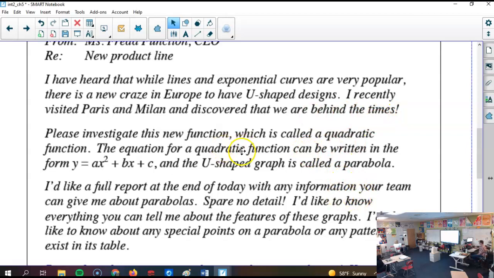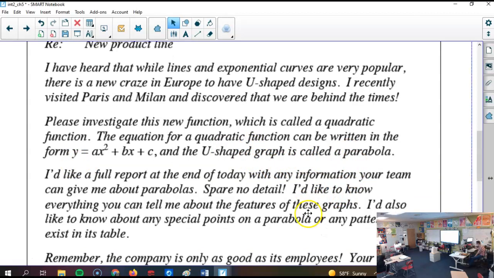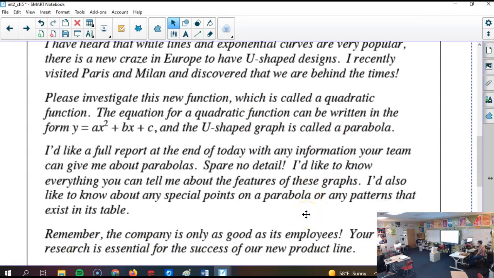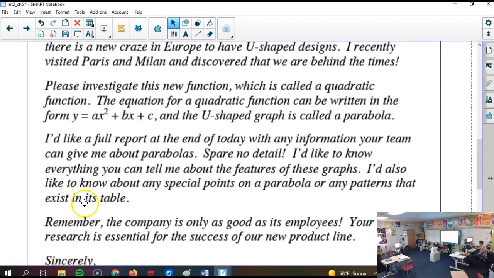Please investigate this new function, which is called a quadratic function. The equation for a quadratic function can supposedly be written in the form ax squared plus bx plus c equal to y. And the U-shaped graph is called a parabola. I'd like a full report at the end of today with any information your team can give me about parabolas. Spare no detail. I'd like to know everything you can tell me about the features of these graphs. I'd like to know about special points on a parabola and any patterns that exist in the table.